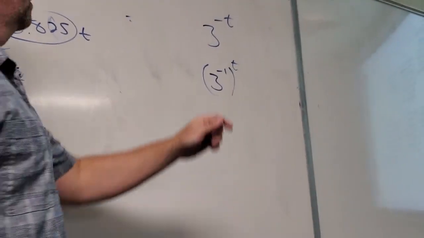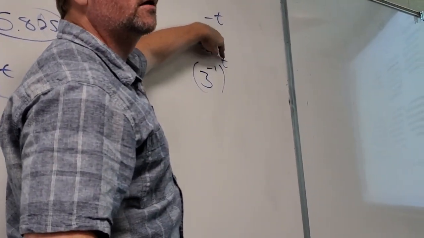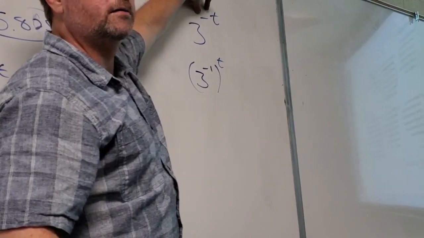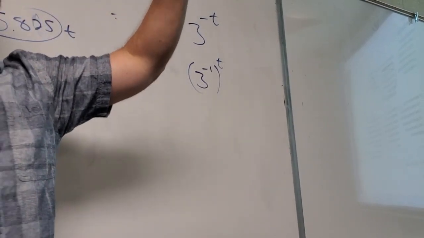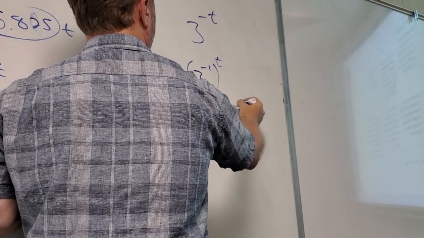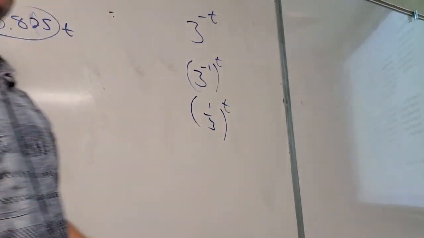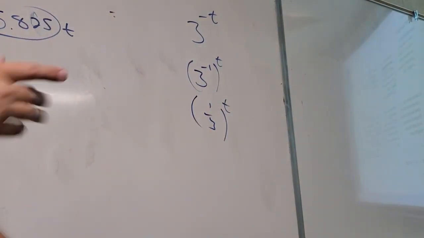Is that cool? Because what would you do with the powers? Multiply. And then you get this, correct? Not a big thing, you guys with me? So, what's 3 to the negative 1? Now you can really see, is the base less than 1? Between 0 and 1, yes, so that would be decay.